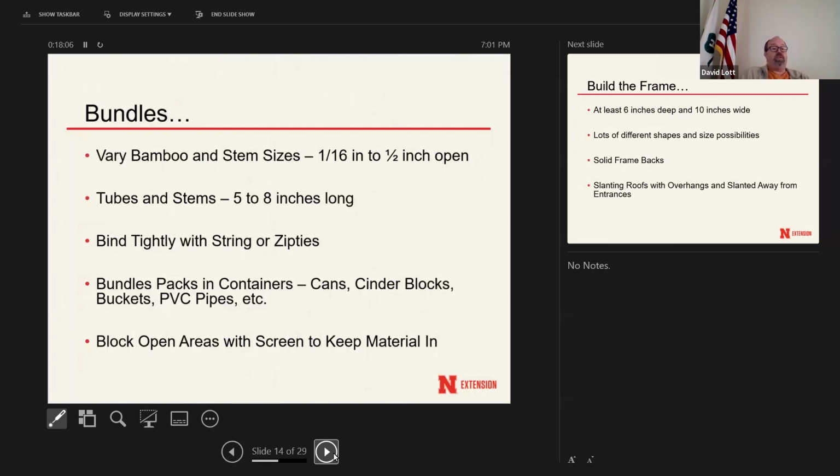You can also take your bundles and you can put them into containers. So if you have cans or cinder blocks, buckets, small little buckets, pails, PVC pipe, you can shove them in there and then you can take them in and out. And so that's kind of handy.